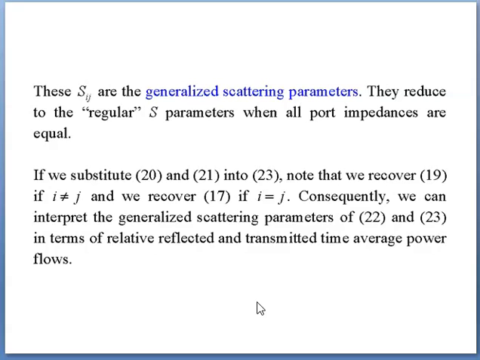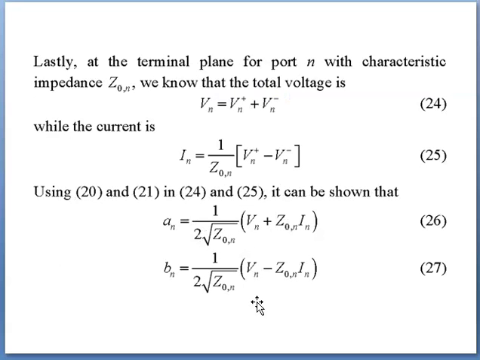What they do is they reduce to the regular S parameters when all port impedances are equal. So now you will have at the end your An is equal to 1 over 2 times the square root of Z0n, times Vn plus Z0n In, and your Bn is equal to 1 over 2 times the square root of Z0n times Vn minus Z0n In.